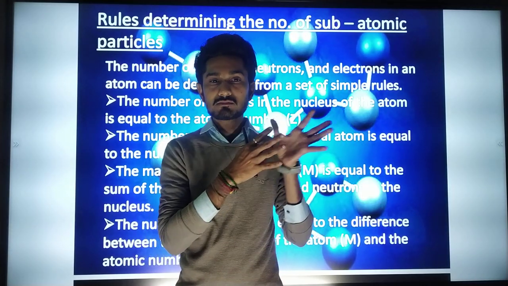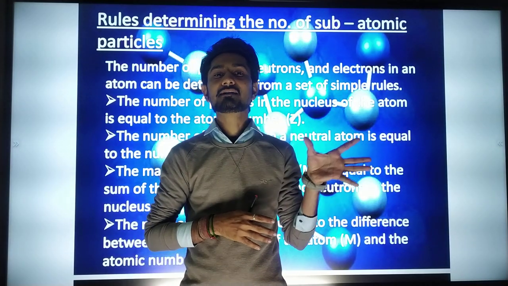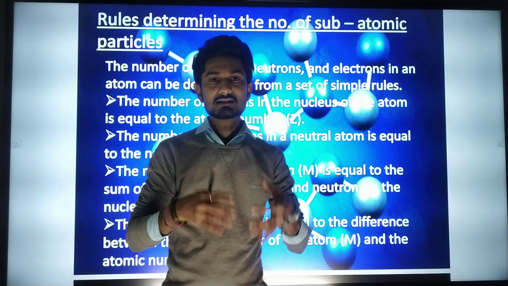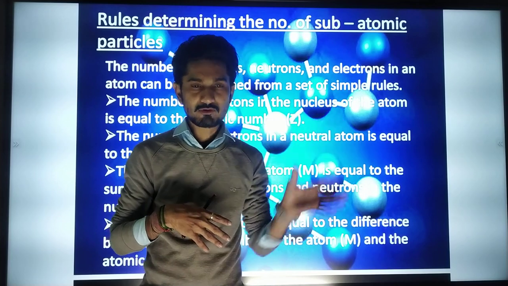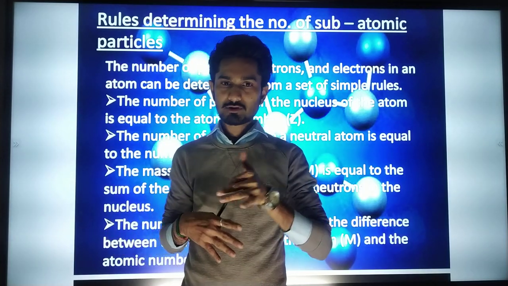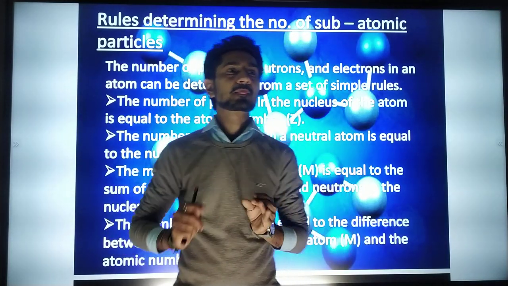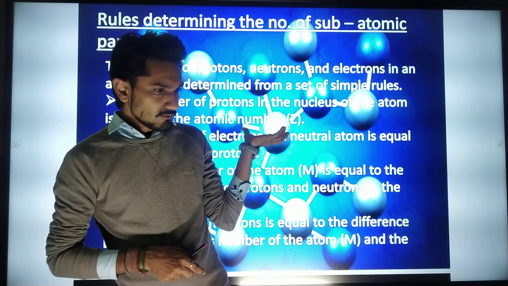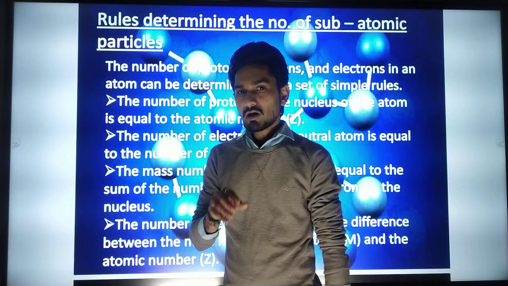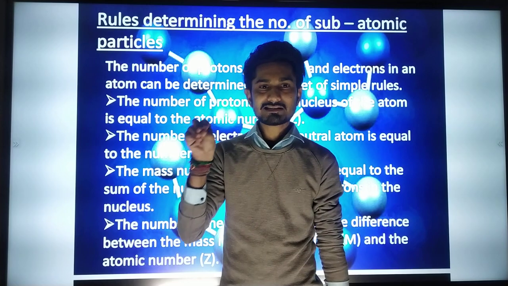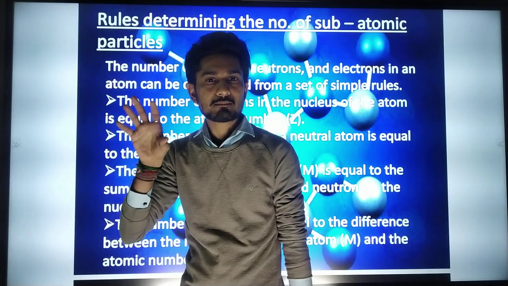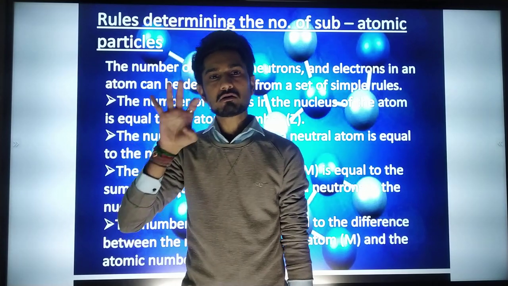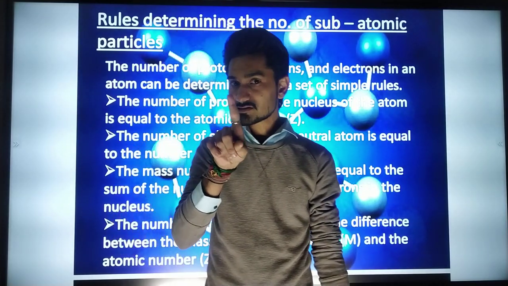On the basis of that, they have given us a table. We are going to discuss in the next lecture or further lectures how to memorize that table, so don't worry about that. So the number of protons present in the nucleus automatically represents the atomic number of that element. That is the first thing.